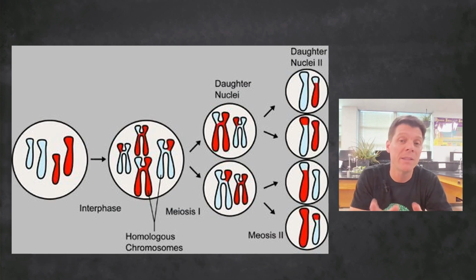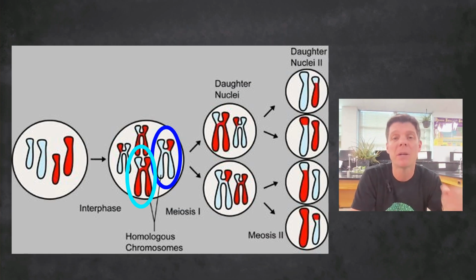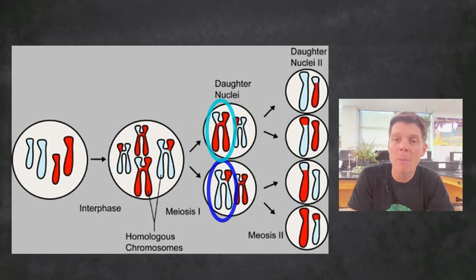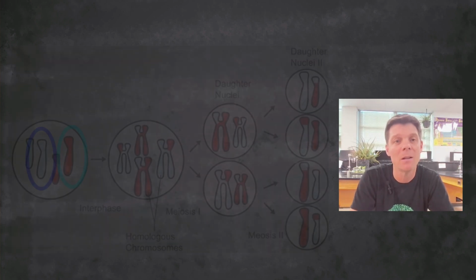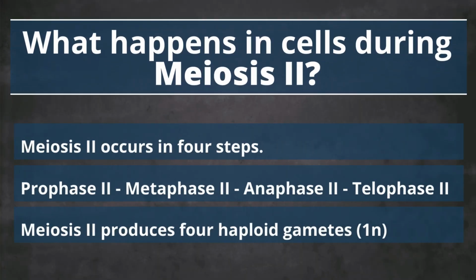It's important to know that these cells are now haploid because the chromosomes present are both copies of only one chromosome that made up the homologous pair of the original cell. But we're only halfway there. Let's go over what happens in meiosis 2.